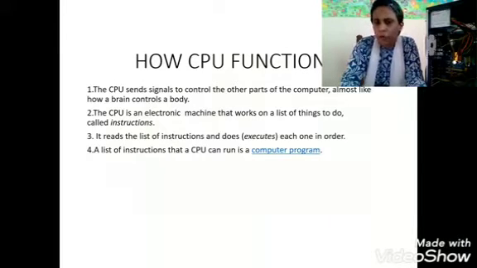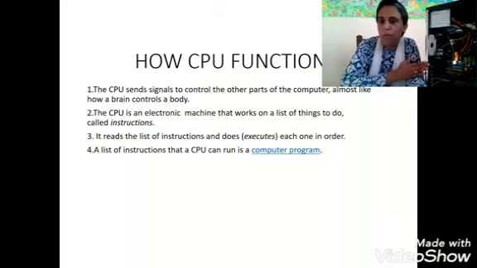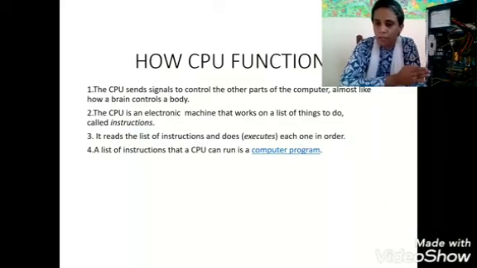The CPU is an electronic machine that works on a list of things to do, called instructions. We already discussed in a previous video that the machine works based on your instructions. Now instructions are processed by the central processing unit.